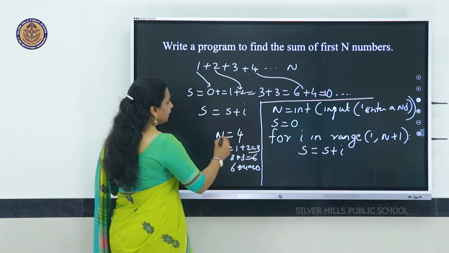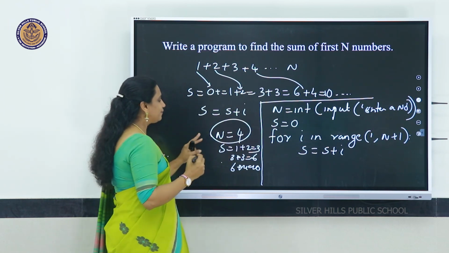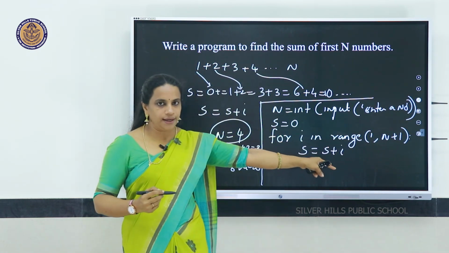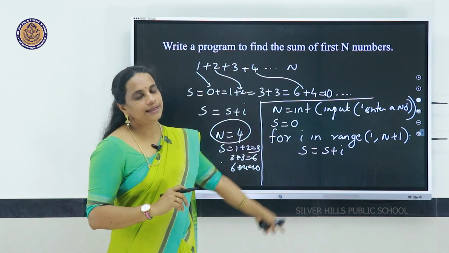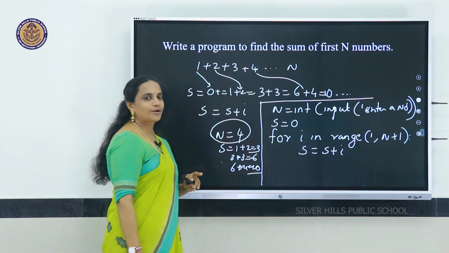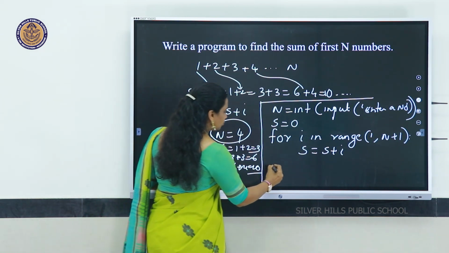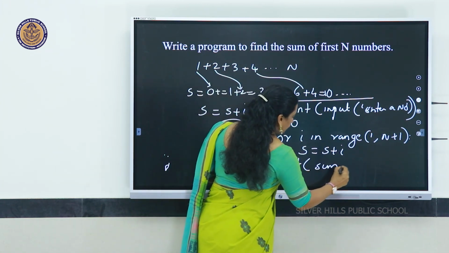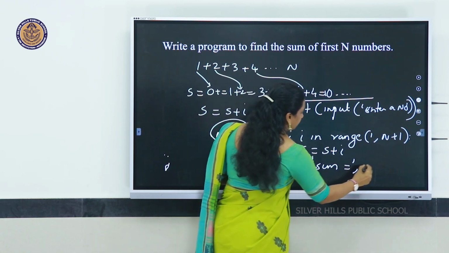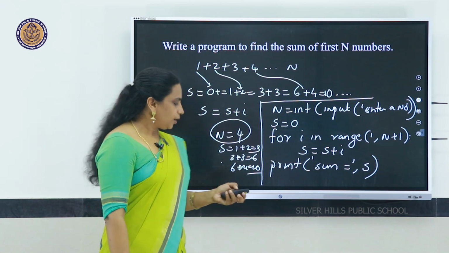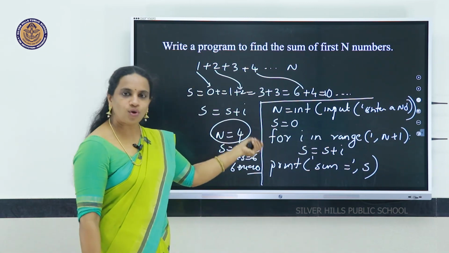Suppose here the value of n given is 4. 1 to n plus 1, that is n plus 1 is 5, 5 is not included in the range. Therefore, the final answer is 6 plus 4 is equal to 10. Now, we can use the statement print sum is equal to, you can print the answer sum. Very simple program.